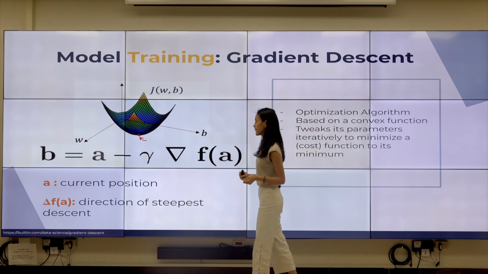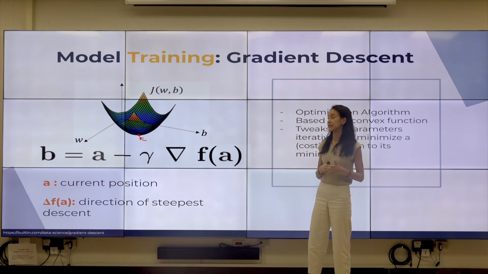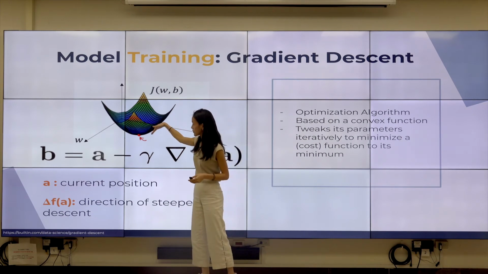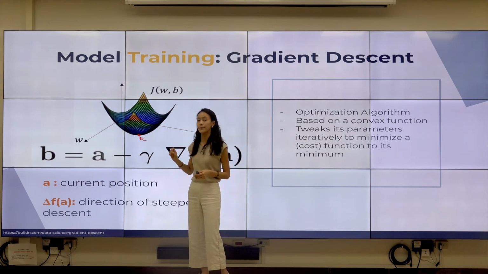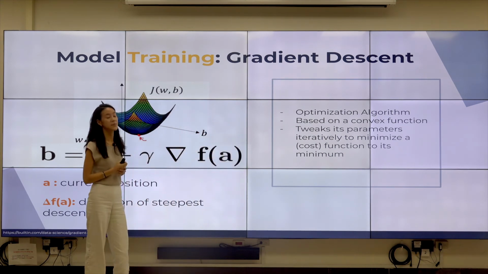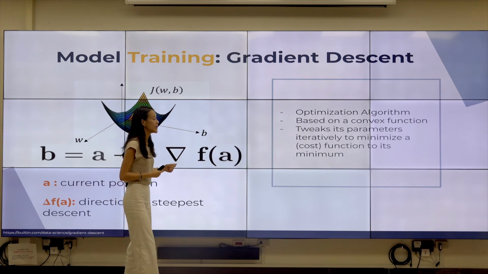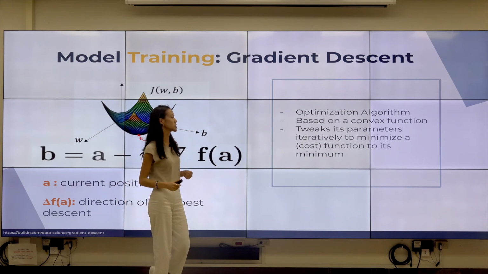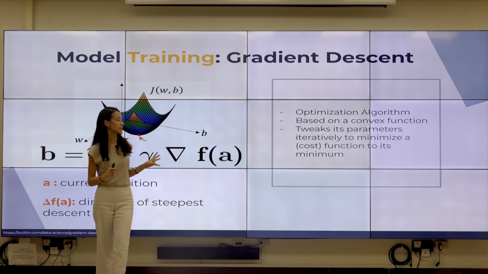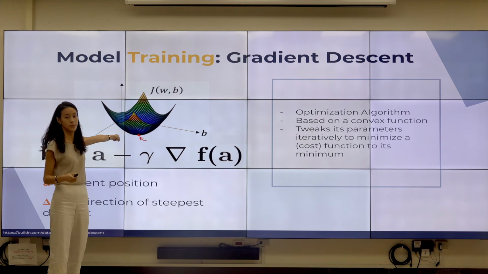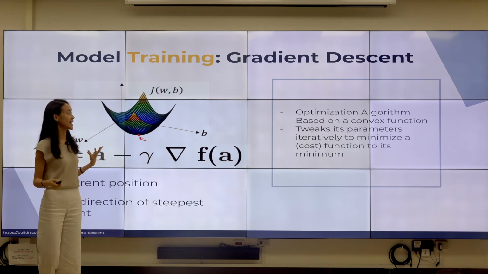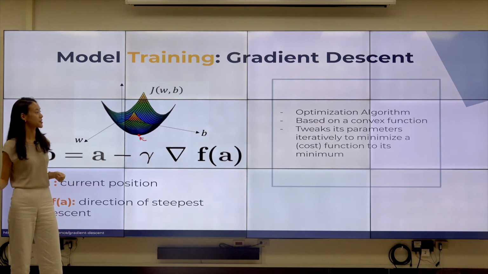With delta F of A, it is basically the direction of the steepest descent. If we were technically at this point, this value would be directing towards this point, because we know that the red point is the steepest part. Gradient descent is basically an optimization algorithm based on a convex function, and it tweaks its parameters iteratively to minimize the cost function so that we can reach its minimum. Hopefully you guys have a better sense of what gradient descent is after rejogging your memories.